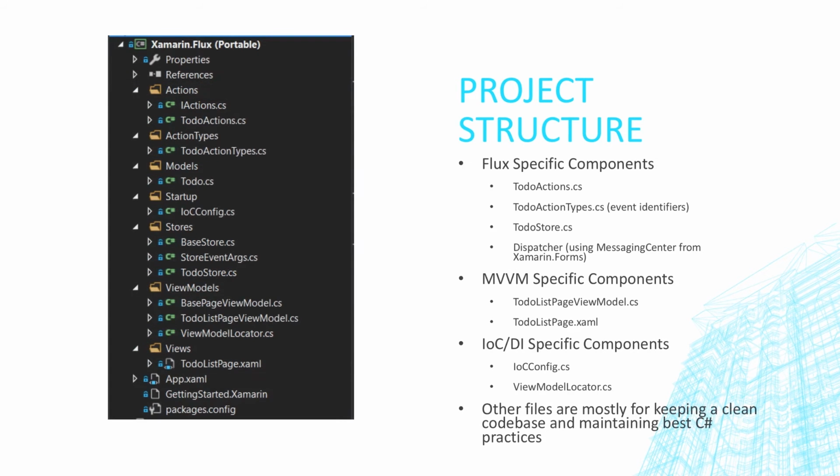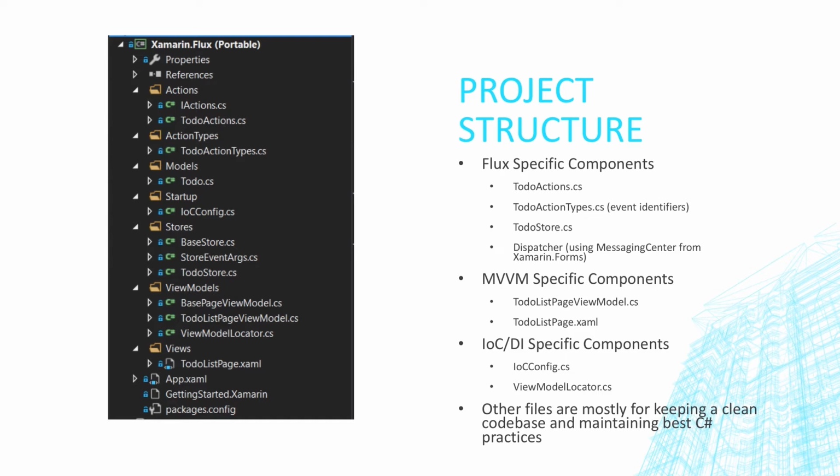So you can see with these expanded, the Flux specific components are those actions. You see the to-do action types, which are the identifiers for the events for the dispatcher. The to-do store, and then the messaging center built into Xamarin.Forms is what we're actually going to use as our dispatcher. If you're not using Xamarin.Forms and you still want to do it, it's not too hard to build a pub-sub mechanism like the messaging center. And now that Xamarin.Forms is open source, you could actually just go and take the messaging center itself.